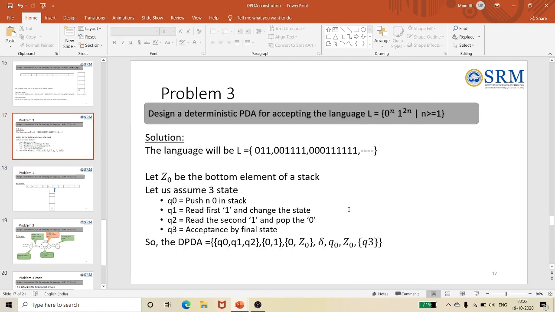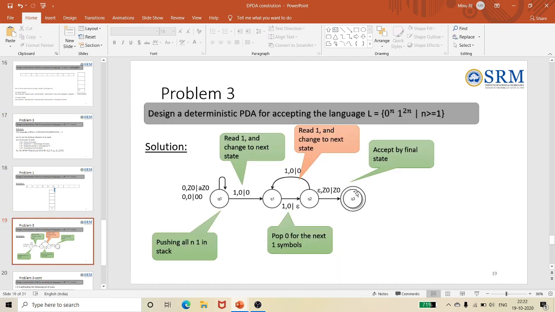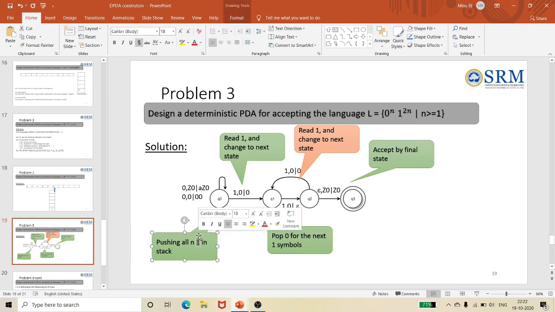Understand? So how? Push n zeros in the stack, read the first one and change the state, read the second one and pop the 0. So in this way, the PDA can be constructed. So pushing all n zeros into the stack. Then reading 1 and changing the state. Then pop 0 for the next one symbol and read 1 and change the state. So likewise it goes on.